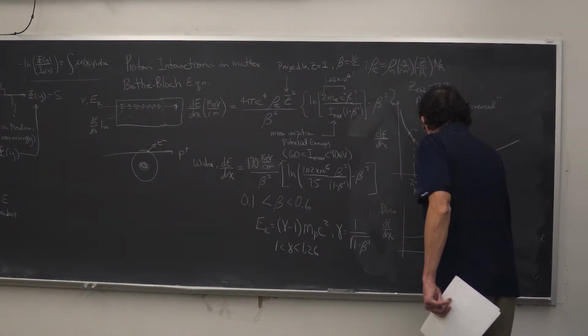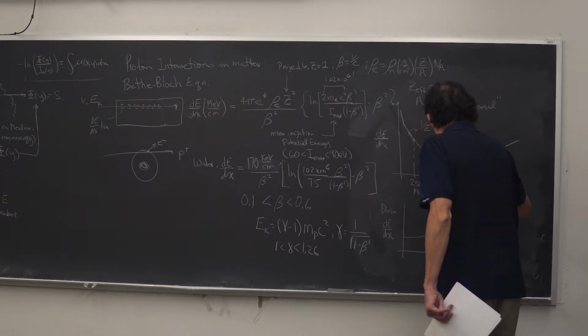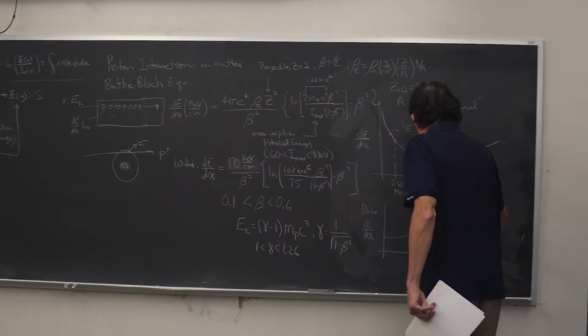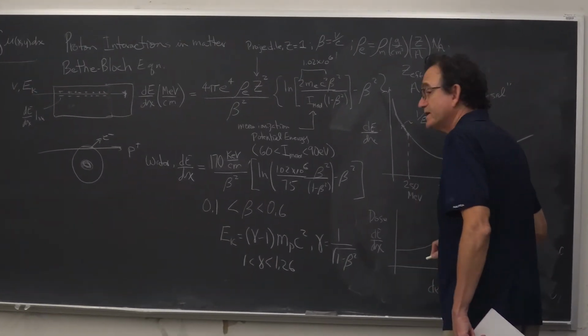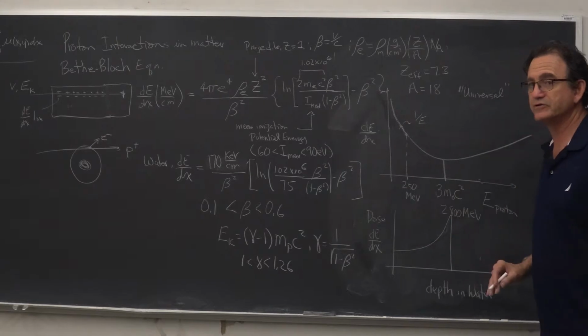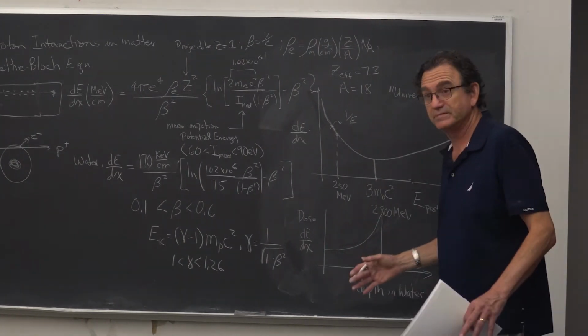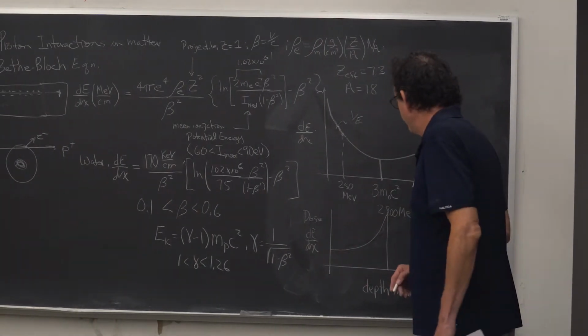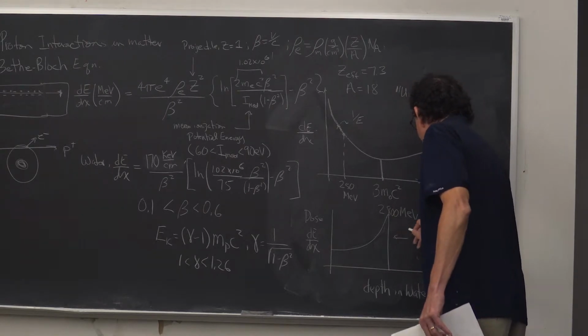It rises very, very slowly, and then boom, it goes up. And at the very end, the protons stop. Right? Once they've lost most or all of their kinetic energy, they stop. They don't go any further. This is called the Bragg peak.